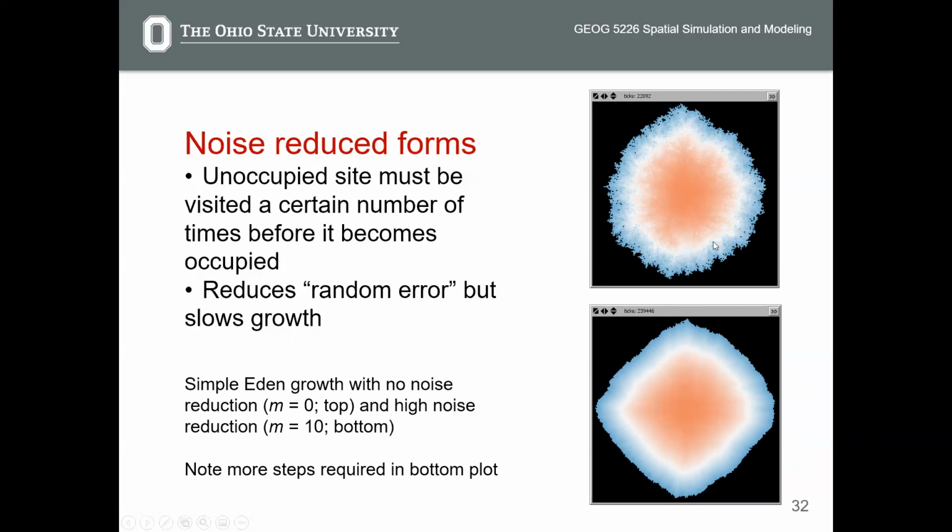If you compare these two spatial patterns, you will see that the boundary, the perimeter of the second one is smoother. Okay, because all those occupied sites were not occupied by accident. They have been visited many times to make sure that there is no noise. And if you compare the central part, the pink part of these two spatial patterns, in the top figure we can see that there is a lot of small white noise inside this pink part, but less noise can be found in this spatial pattern. You can consider all those white sites as noise, and they have been reduced after this noise reduced process of Eden growth. Okay.